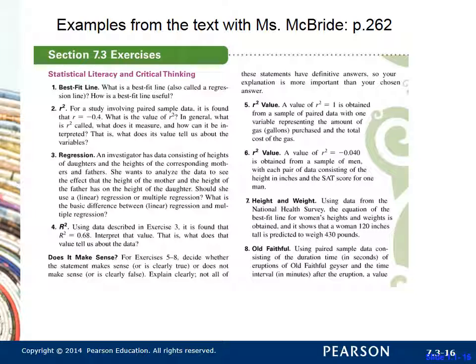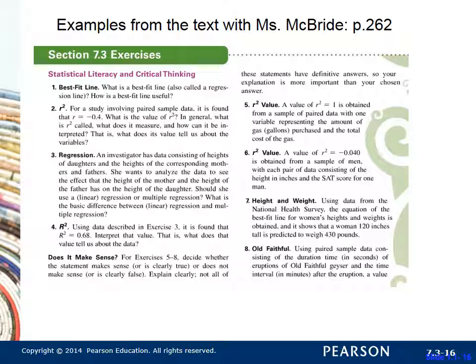Number 2, little r squared just means I have one explanatory variable. For a study showing paired sample data, it's found that the correlation coefficient R is -0.4. What is the value of R squared, the coefficient of determination? Well, if I square that number, I get 0.16. In general, what is it called? We said that. What does it measure? It measures the variability that's accounted for by the best fit line.